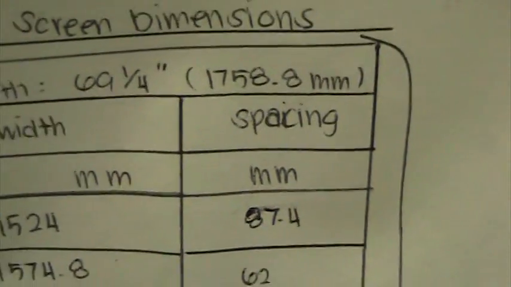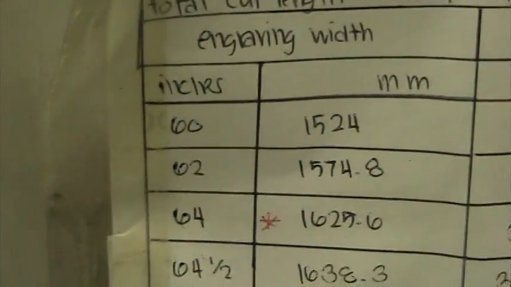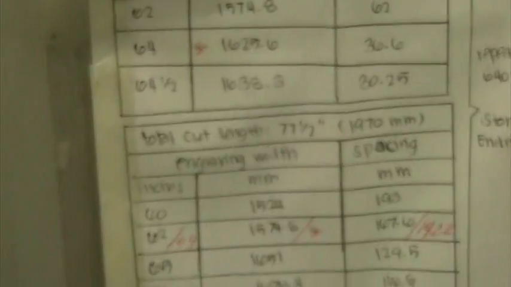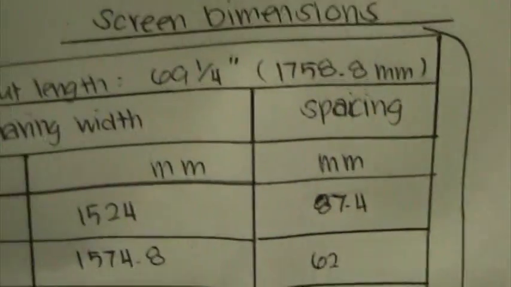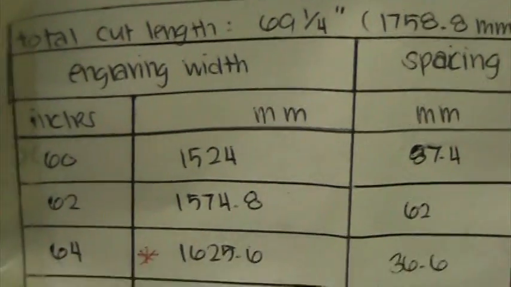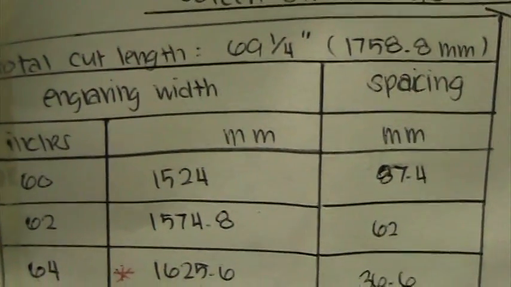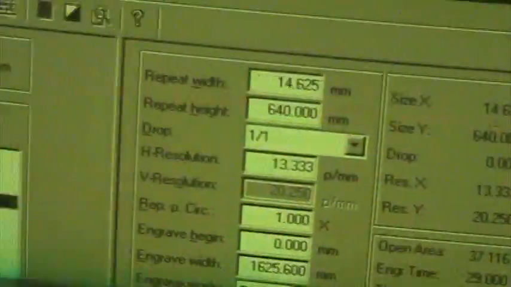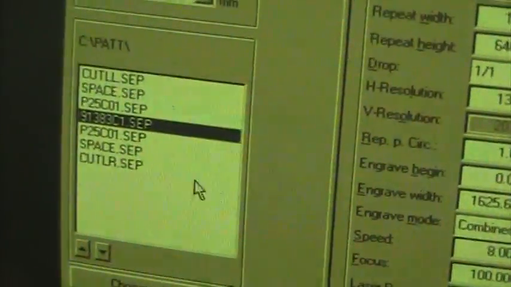So this is right. If you put the space wrong, you cannot get the total width of 1758.8, which is 69.25 inch. So you have to make sure everything is okay. Otherwise, the screen will not work with your machine. So right now, everything is fine for the layout.